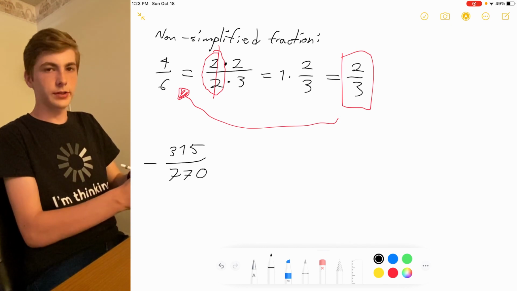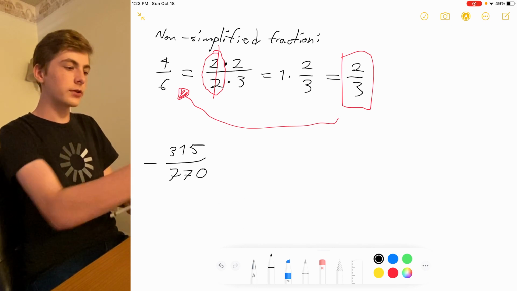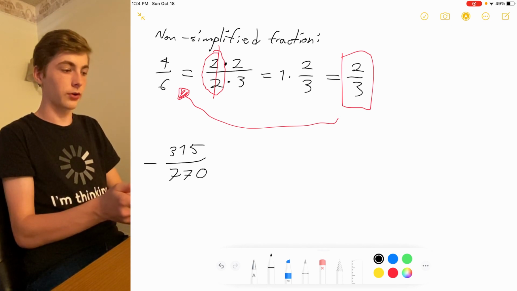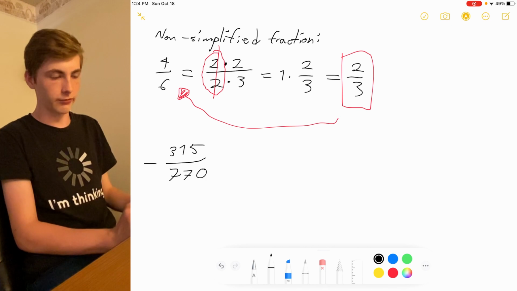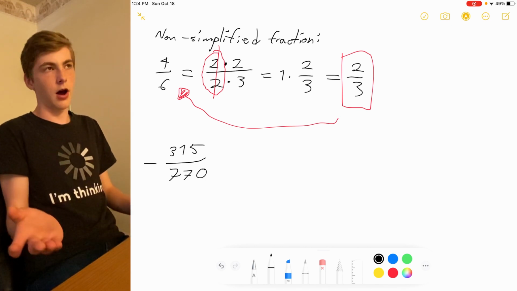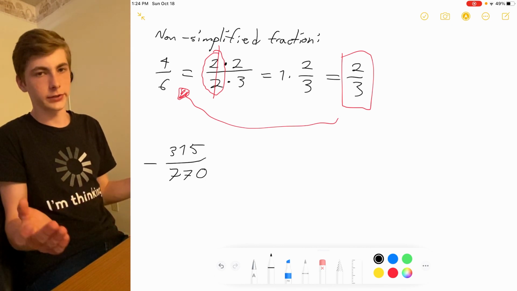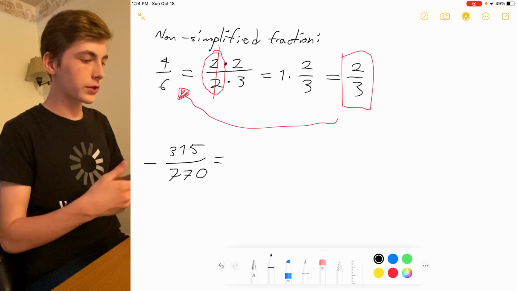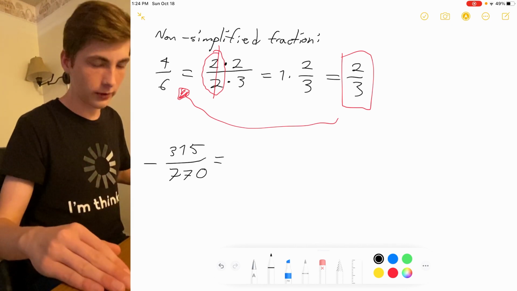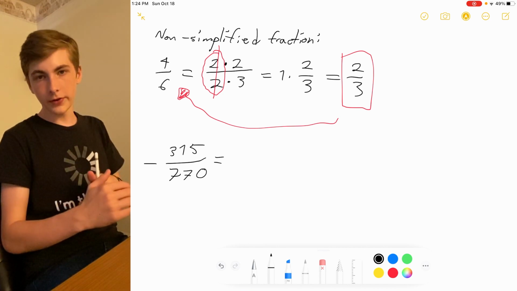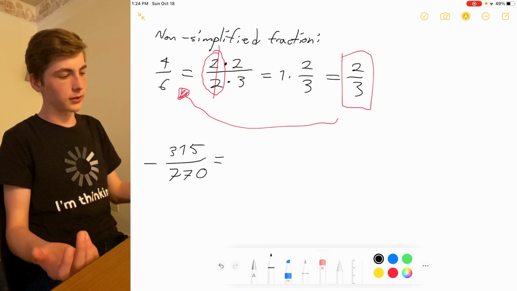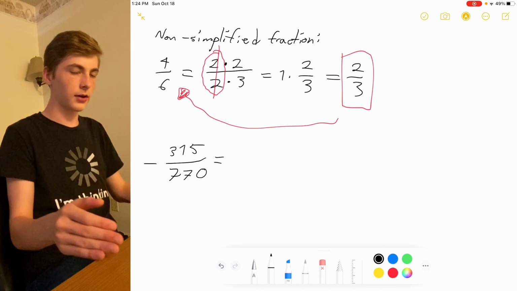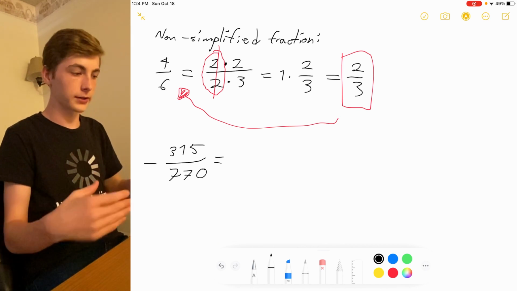So again, when we want to simplify a fraction, first of all, we don't know if this is a simplified fraction or not. It could be completely simplified. It's not, which I'm just going to tell you because I've looked at this already. But whenever we're trying to simplify a fraction, we're going to start by just factoring it out, right? So what is 315? This is going to be good practice for factoring because these are large numbers, right?